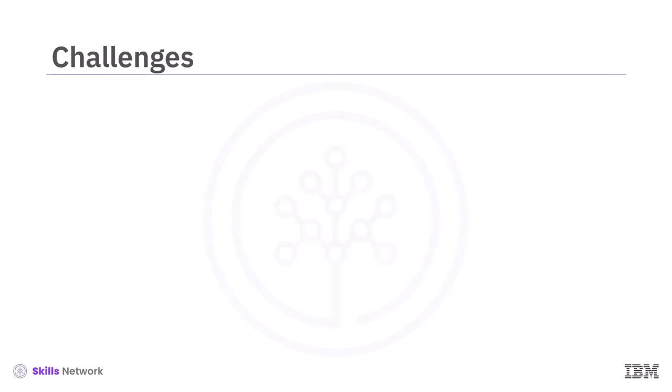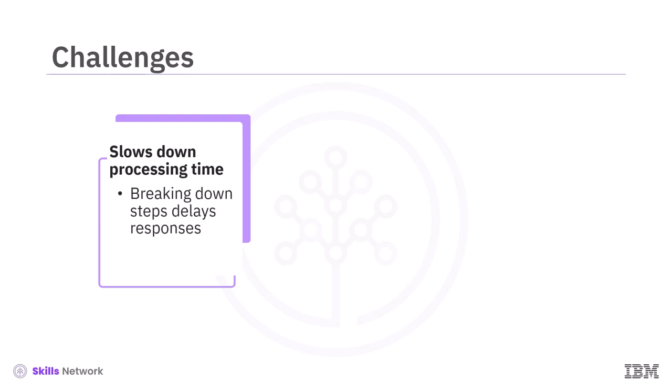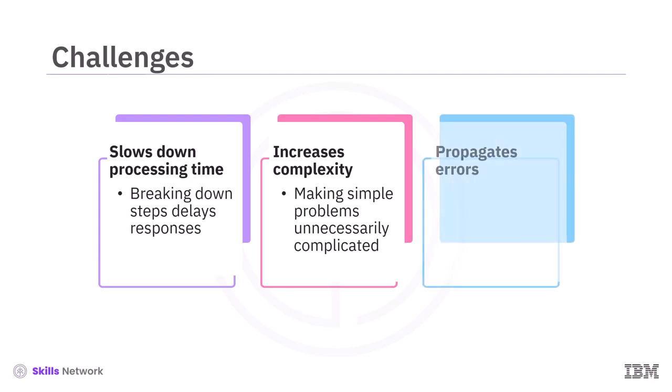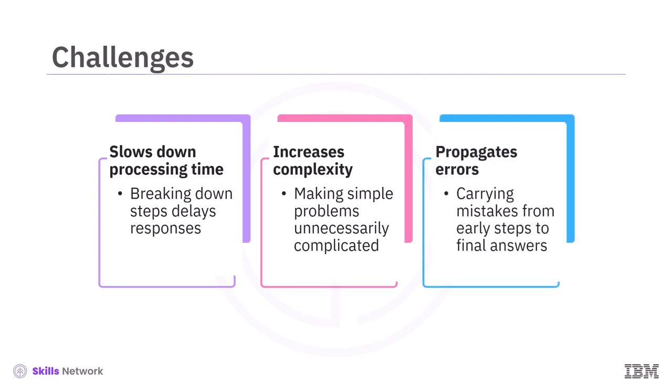Chain of thought has several challenges to consider. Breaking down responses into steps can slow down the model, which may not be ideal for fast applications like chatbots. Additionally, this approach can make simple problems unnecessarily complex, making the AI seem less efficient. An error in the early steps can carry over, resulting in an incorrect answer.